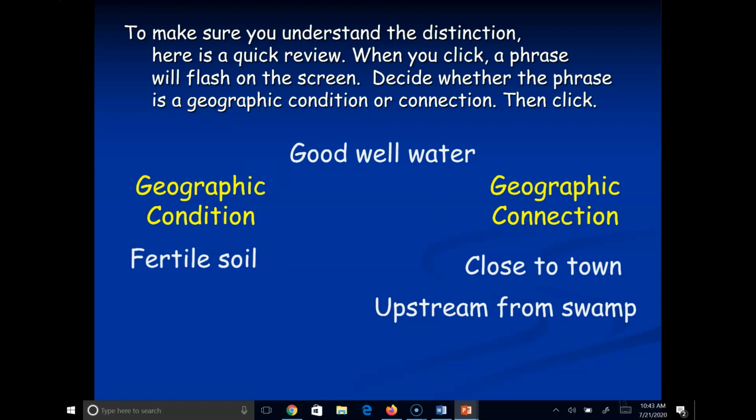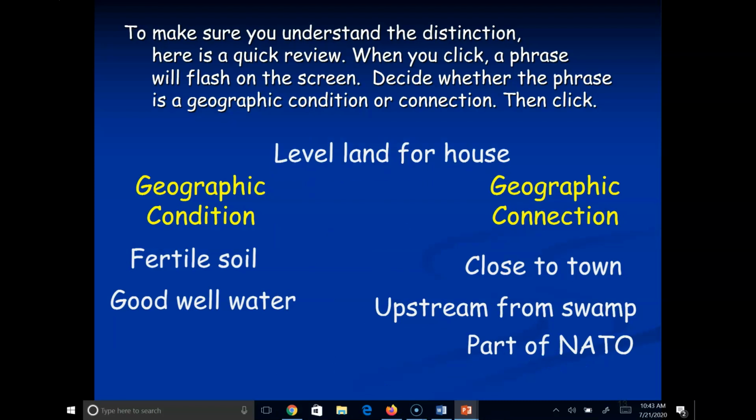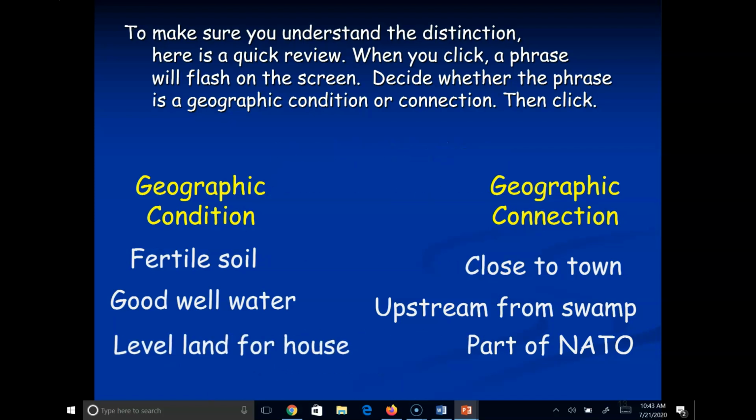How about good well water? Is that a condition or a connection? That's a condition. What about being part of NATO? That would be, that's right, a connection. How about level land for a house? Condition or connection? That's right, that's a condition.